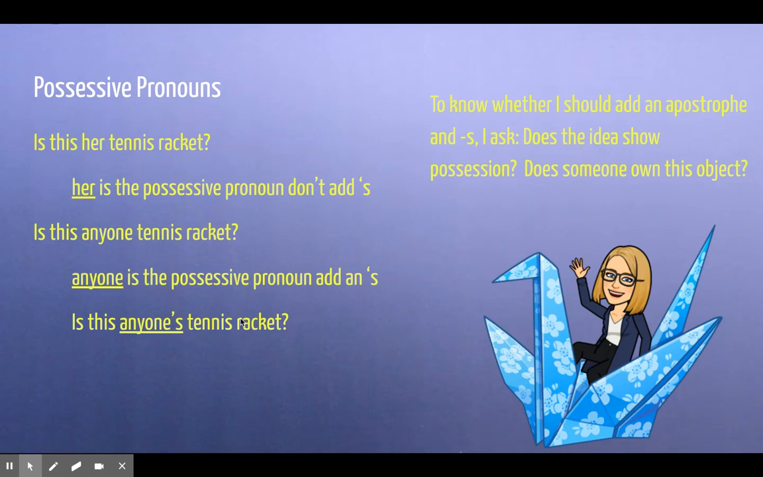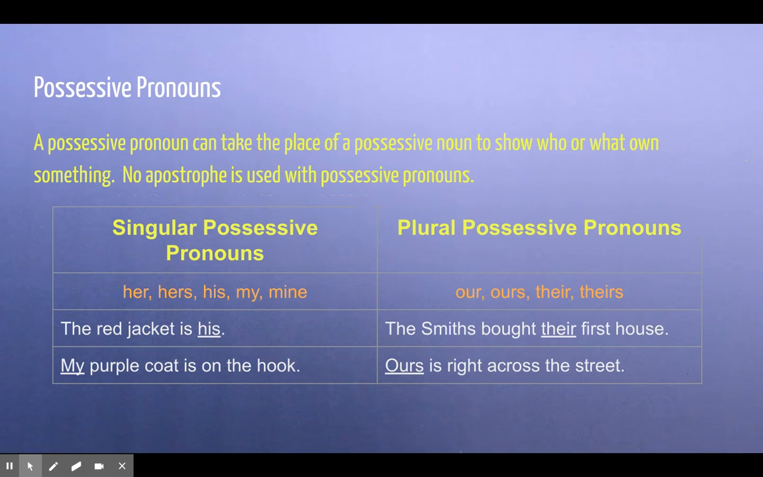To find out whether we should add an apostrophe S, we need to just ask ourselves, does the idea show possession? And does someone own it? So we're looking to find out if the idea shows possession. Here are some more examples for us to look at. A possessive pronoun can take the place of a possessive noun to show who or what owns something. No apostrophe is used with some possessive pronouns. So these are the pronouns that do not need to have an apostrophe.